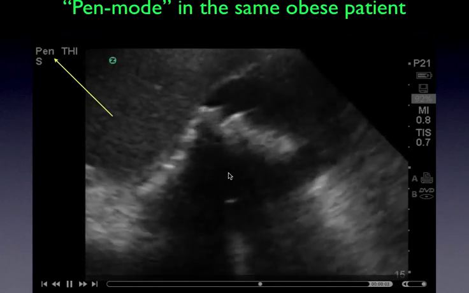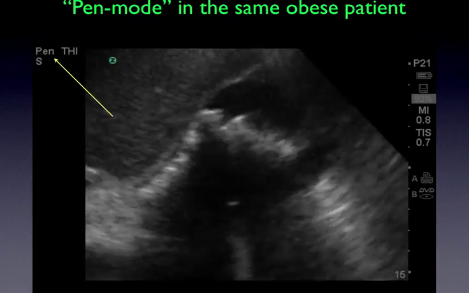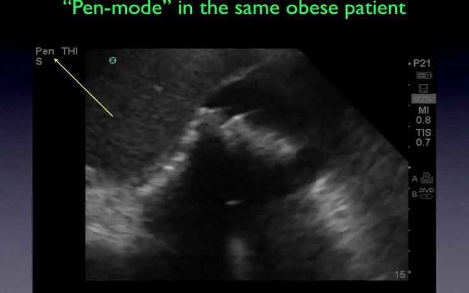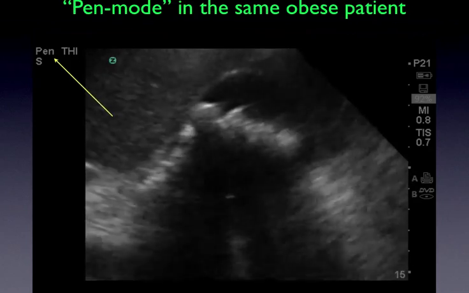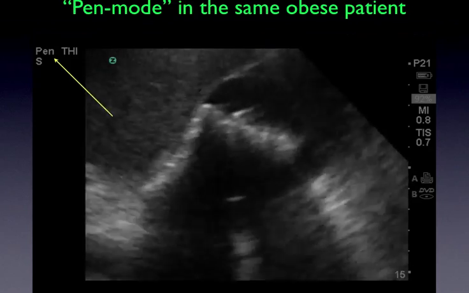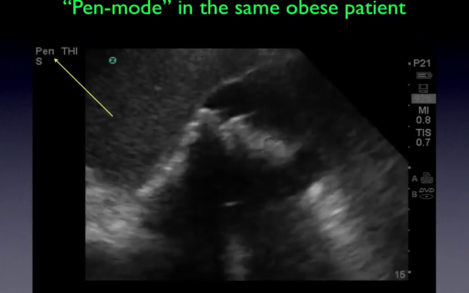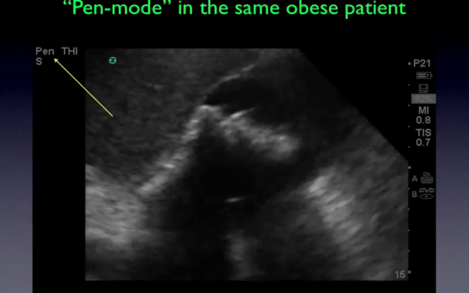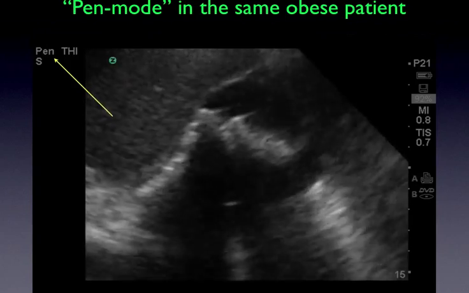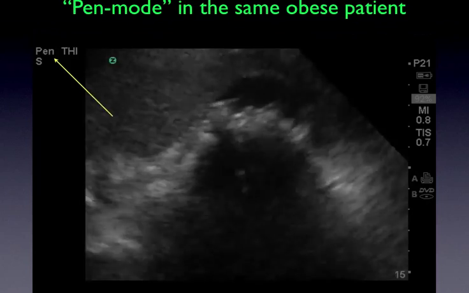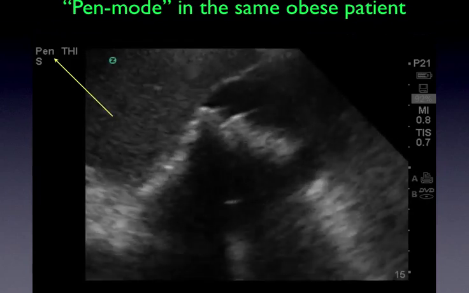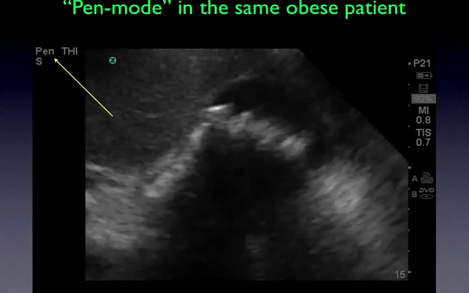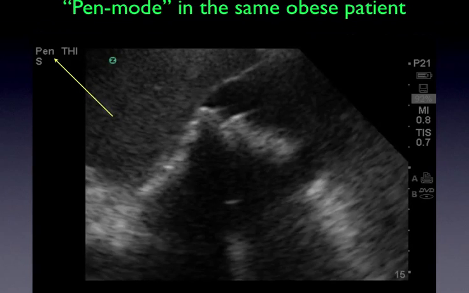So when do I use this? I use the penetrating mode or the pen mode in an obese patient where I can't visualize structures as well as I would like. You don't get a very clear image, so this is not unusual in terms of quality, but you do get very good penetration. So it's a trade-off again. You're able to see what you want, but just not as clearly, as compared to I can't see what I want at all. Just something to think about for the obese patient.